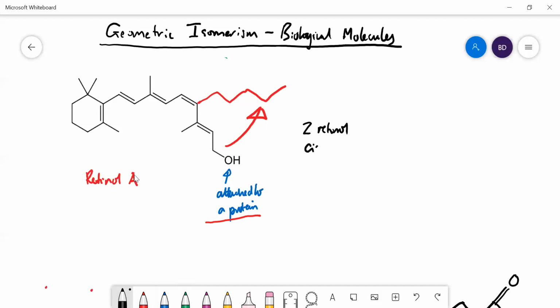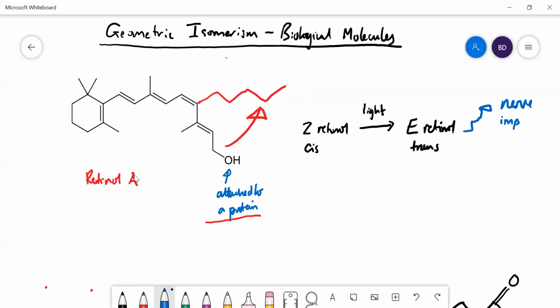So what happens is you have cis, let's call it the Z retinol, which is sometimes called cis. You get light, and it converts it to E retinol, which is sometimes called the trans form. When that happens, you get movement, and a nerve impulse is triggered. It sends a message down the optic nerve, and that is perceived by your brain as light, and that's how you see.